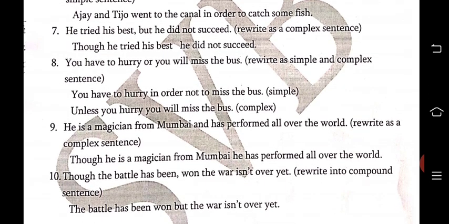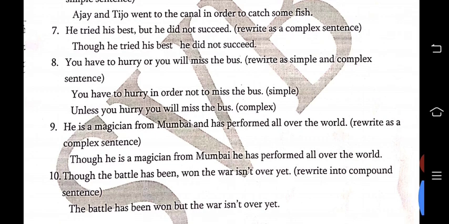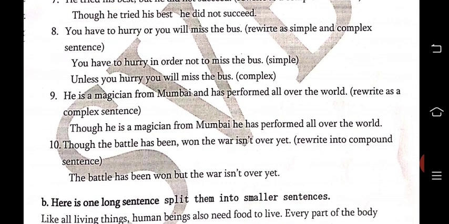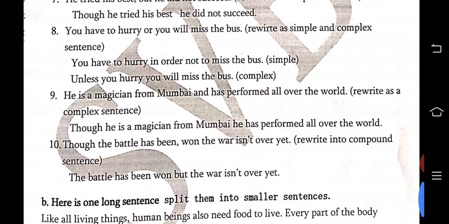He tried his best, but he did not succeed. Though he tried his best, he did not succeed. Got it? Complex sentences. Negative sentences. And then, you have to hurry or you will miss the bus. Okay, so that means what? Purpose. You have to hurry in order not to miss the bus. Unless you hurry, you will miss the bus. Okay.